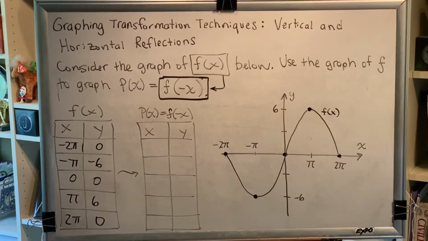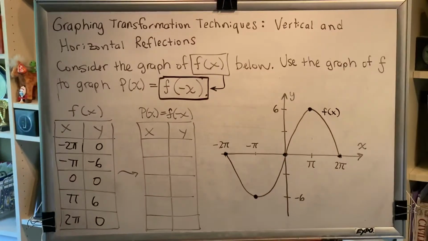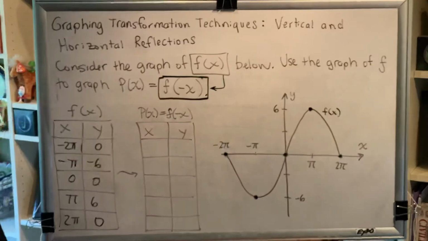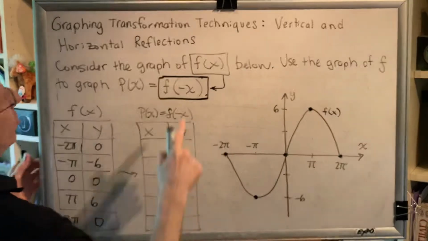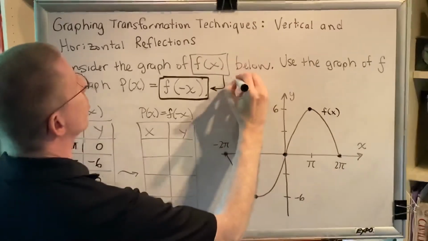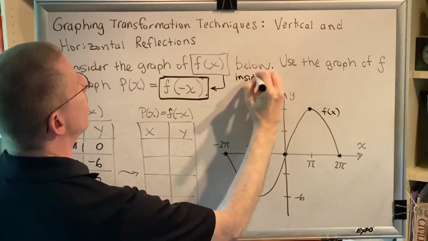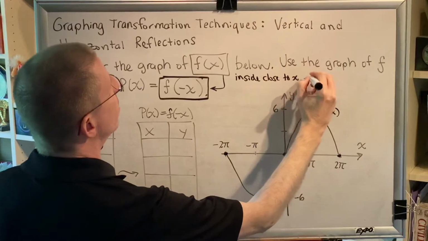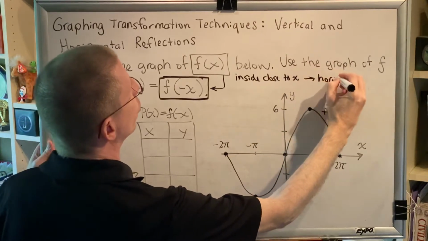So what would the coordinates of f of negative x be? Well, we ask ourselves the same two important questions we've asked so many times before, which is what changed and where? Well, what changed is this negative, and where it's located is inside close to x. So when your change is inside close to x, that is indicative of a horizontal transformation.